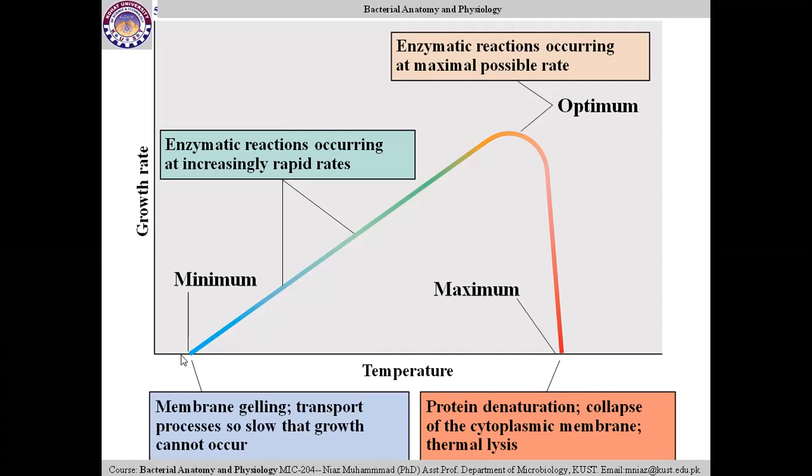So what happens when the temperature is low? Membrane gelling, and transport processes so slow that growth cannot occur. When the temperature is too low, microbial growth is also slow because microbial enzymes are not working optimally. So this is the mechanism, the kinetics of the growth curve. All enzyme reactions occur at an increasingly rapid rate at this temperature.